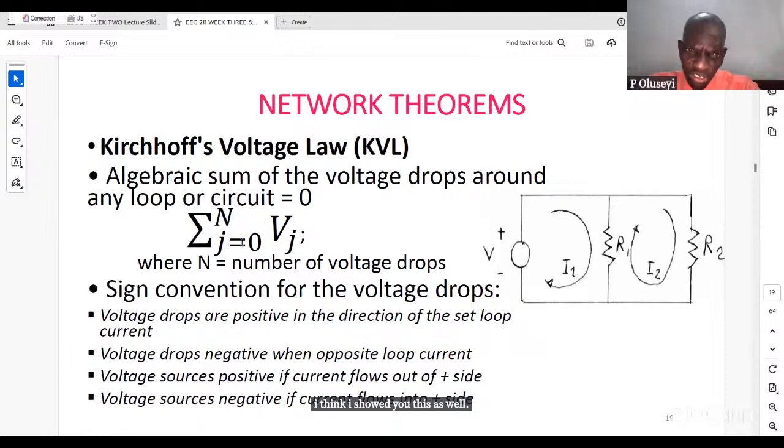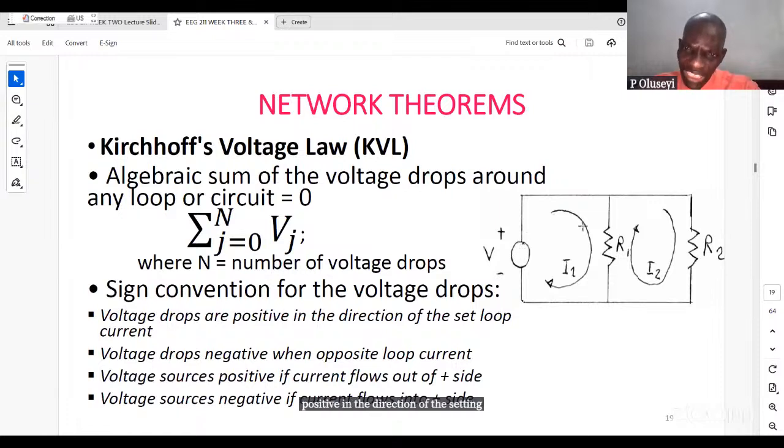Kirchhoff voltage law. It means that the total voltage drop in a loop will be equal to 0 when the algebraic sum is added together. The algebraic sum of voltage drops around any loop or circuit is equal to 0. And we have a sign convention, just like we have for the current law, the KCL, we have for voltage as well. Voltage drops are positive in the direction of the set rule.